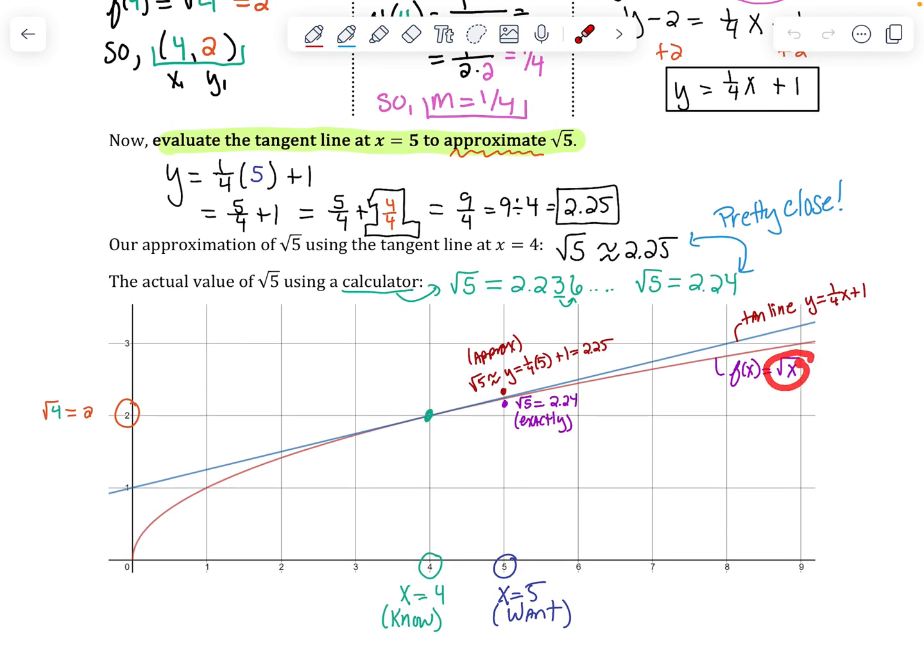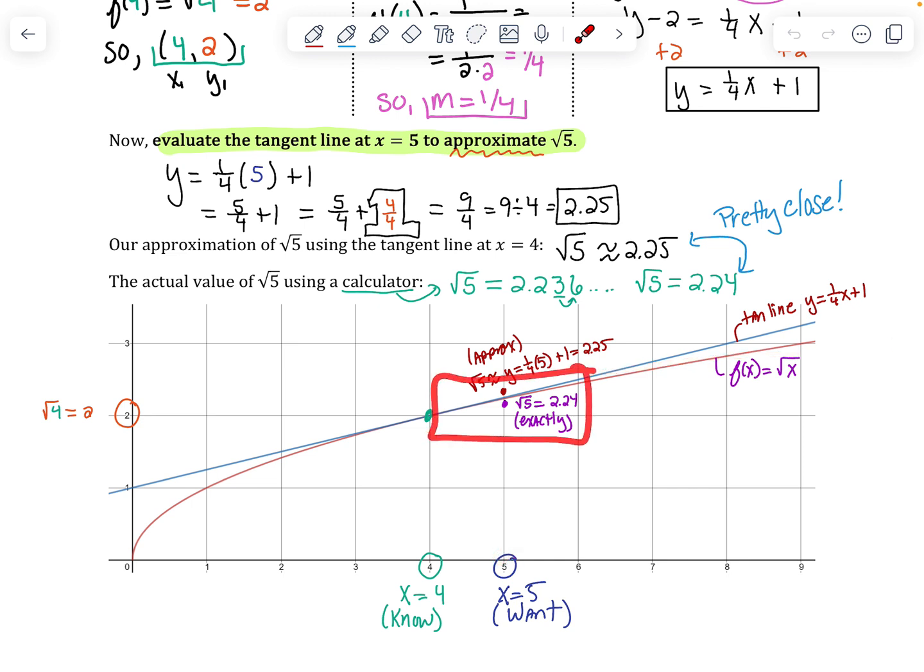Here's a visual of what happened. We start with the square root function, which is this orange equation that looks like this. We want to see where x equals 5 is on the graph, but I don't know the square root of 5 off the top of my head, whereas I do know the square root of 4. So here is the height of 4 with an output of 2. This is where we centered our tangent line. We could have put a tangent line here. We could have put a tangent line here.